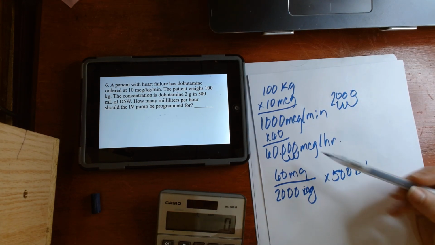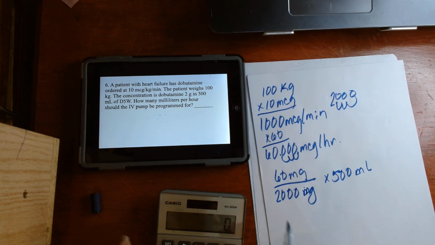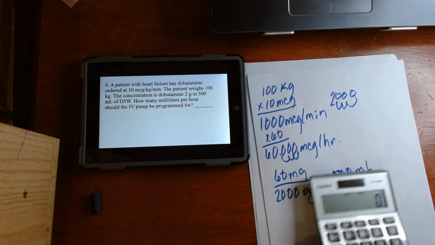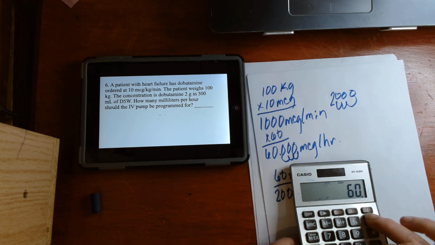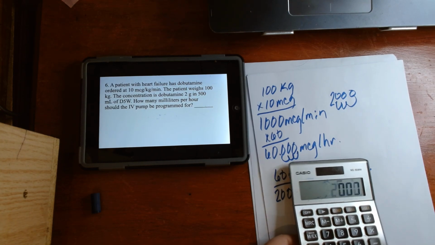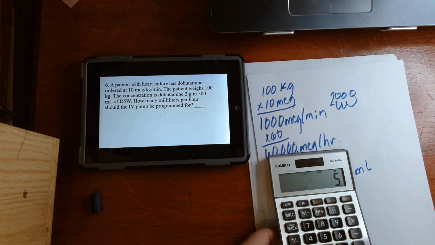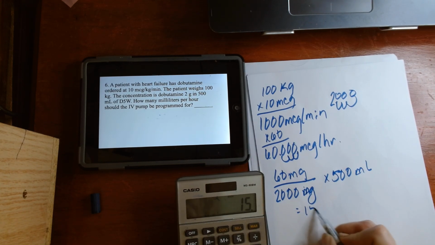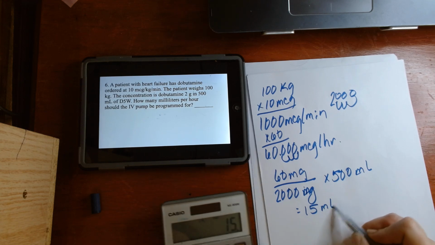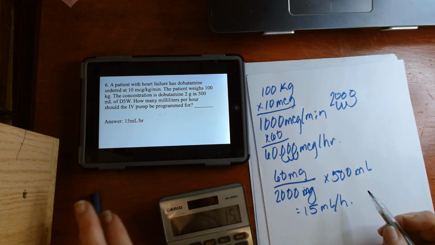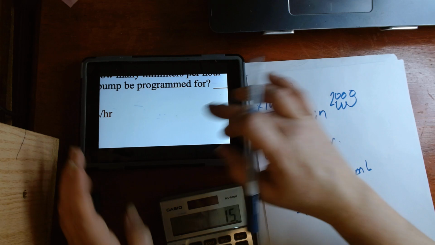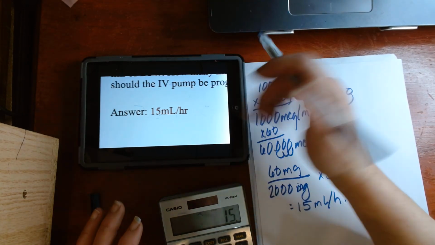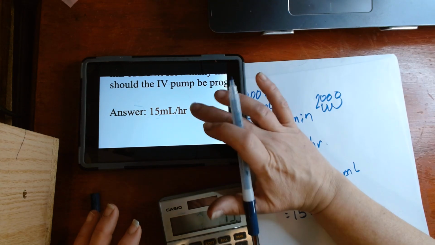milliliters. And then we're doing the math. This divided by that times that. Let's do it. Let's do it together. 60 divided by 2, 1, 2, 3 equals, times 500 equals. That will be 15 milliliters per hour. Look, we saved him. Look, boom. Saved another one.